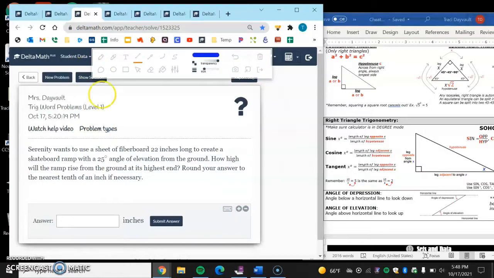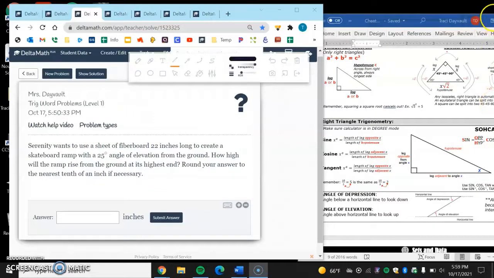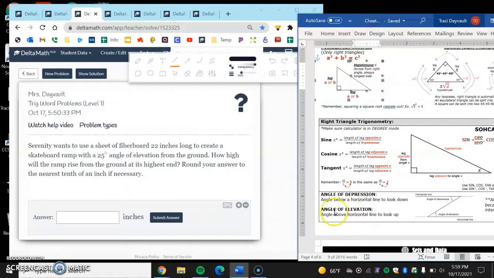All right, here's another type of question. It says, Serenity wants to use a sheet of fiberboard 22 inches long, and we want the skateboard ramp to have an angle of elevation of 25 degrees. What is angle of elevation? I put a note for you on your notes here. That's going to be the angle above a horizontal line that something makes with the ground usually, or the angle to look up.